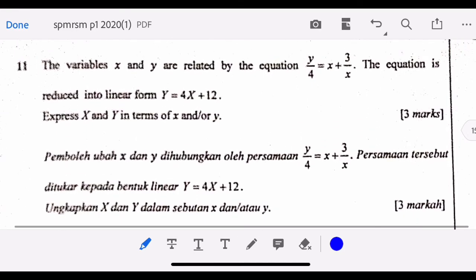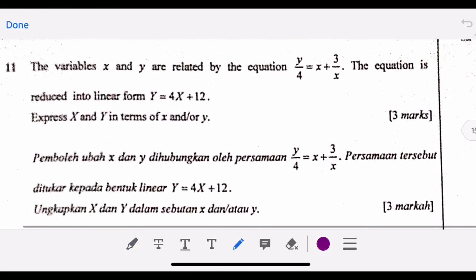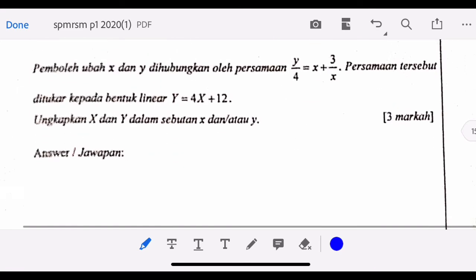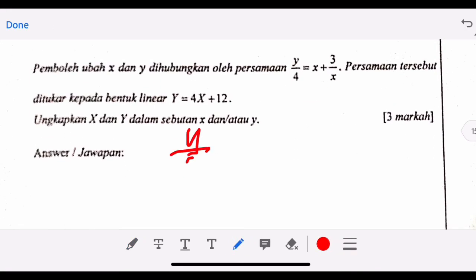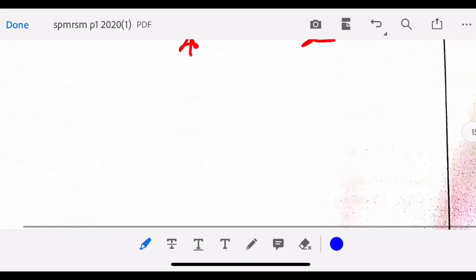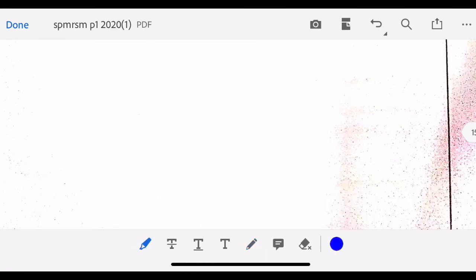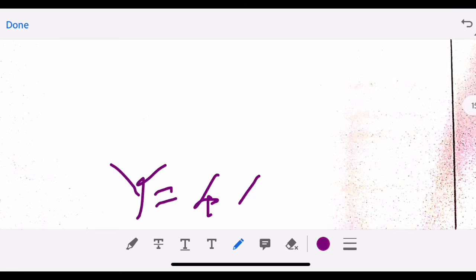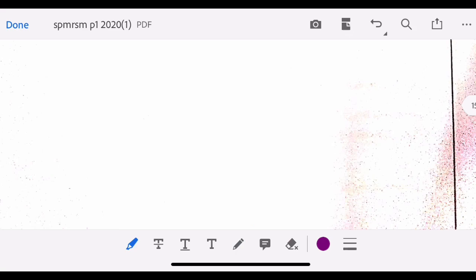For number 11, you are given the equation, right? This equation is a non-linear equation, and you apply the linear law, reduce to Y equal to 4X plus 12. We always start with the non-linear equation on the first line, and the linear equation as the last line, or last sentence, which is Y equal to 4X plus 12.